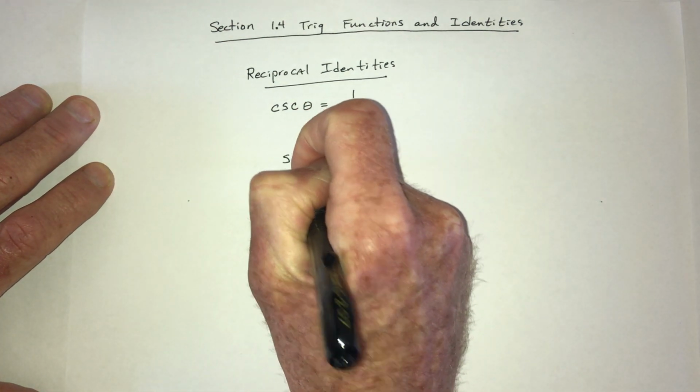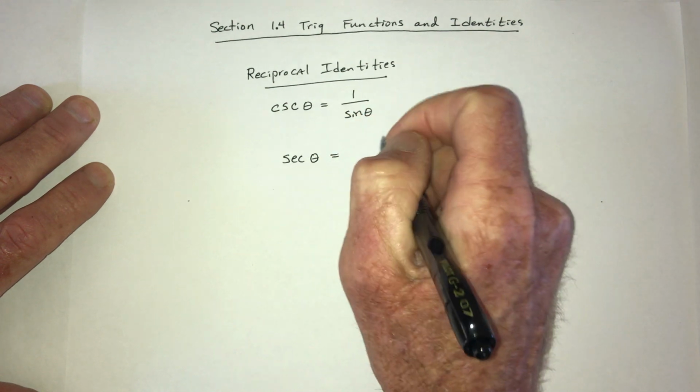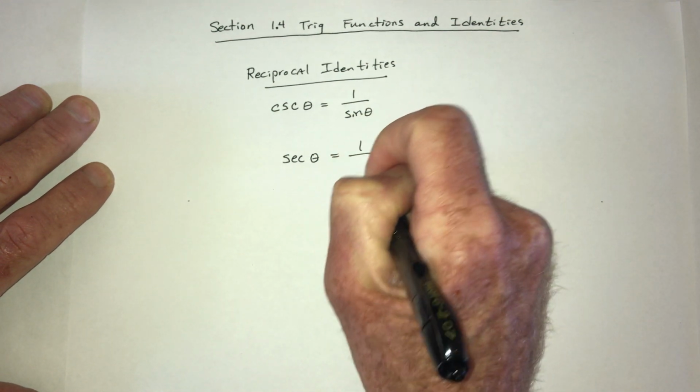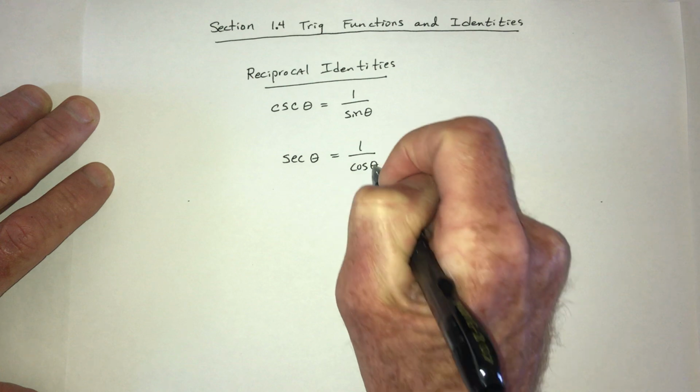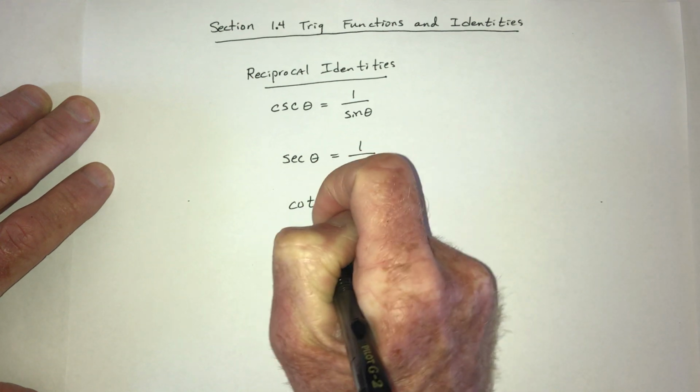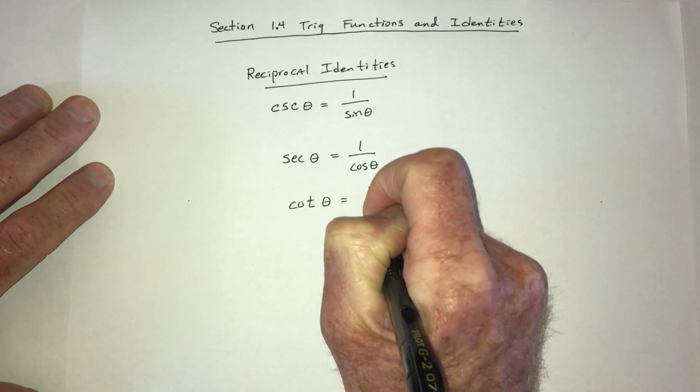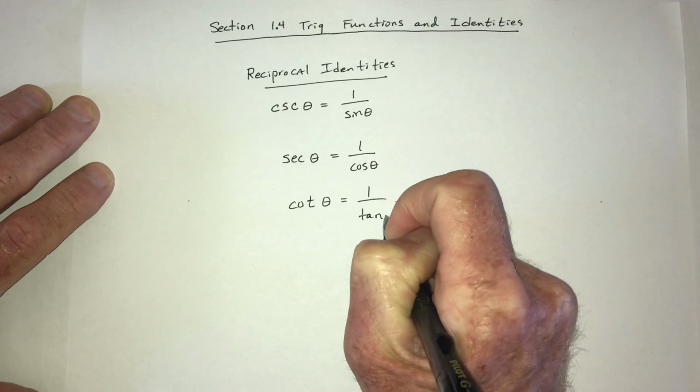And secant is equal to 1 over cosine. And cotangent is equal to 1 divided by tangent.